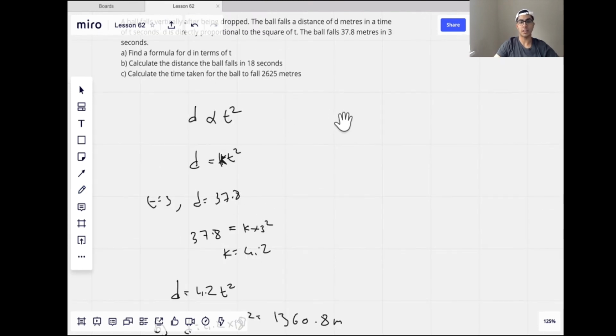Again, this is just plugging into the formula. We know this is true. So 2625 is equal to 4.2 t squared. Just rearranging, we get t is equal to 2625 divided by 4.2, and then we take the square root of that, which is 25. So t is equal to 25 seconds. And that's how you do a question like that.